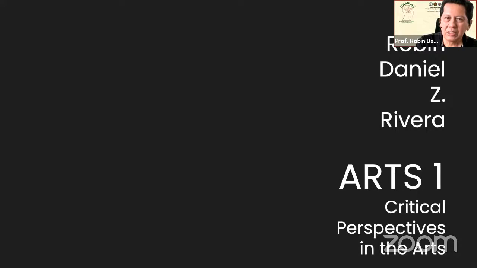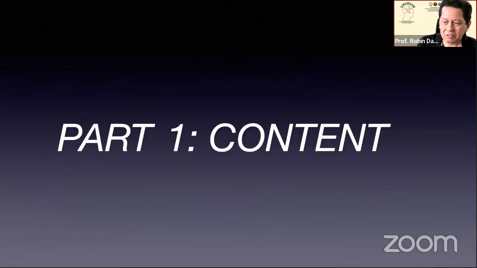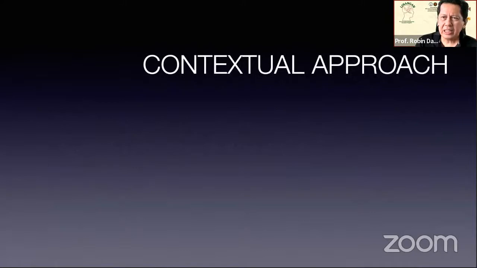It's all okay. So today I'm going to talk about my course, which I teach in the university. It's called Arts 1, Critical Perspectives in the Arts. My talk will be divided into three parts. First, I will talk about content. Then I will talk about the activities that I do inside my class. And then I will talk about the platforms that I used, especially during this period of online instruction. So I will start off first with content. There are two things that I'd like to focus on here because obviously I cannot do the entire course in the time allotted. So I will just focus primarily on two things.